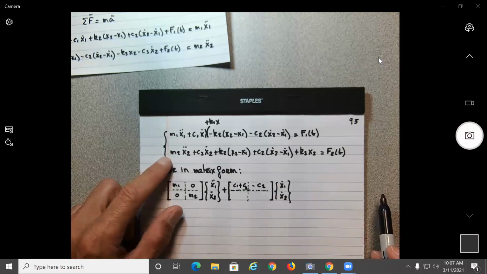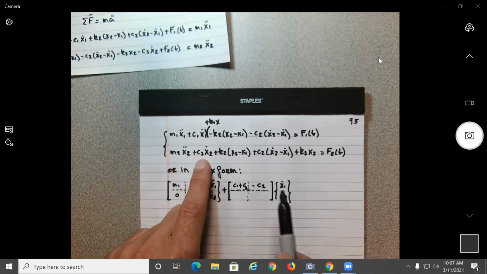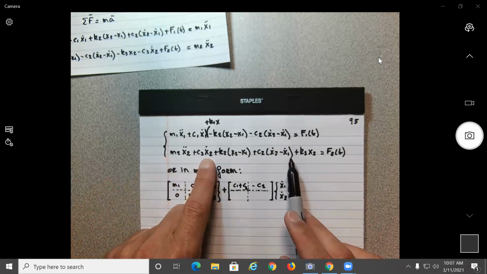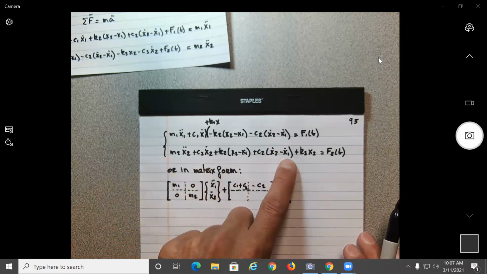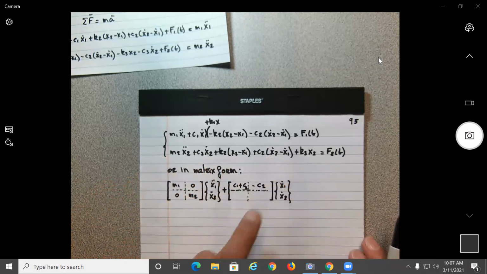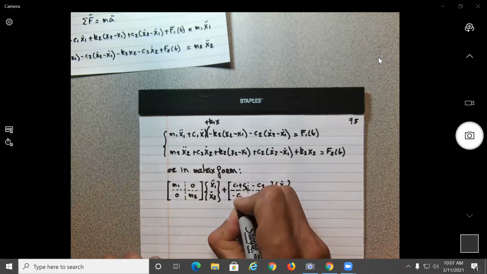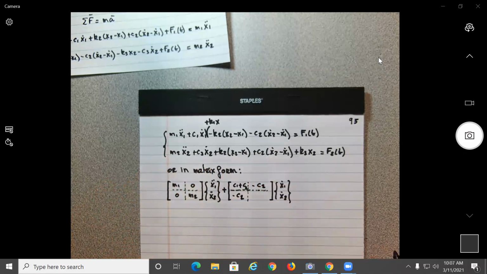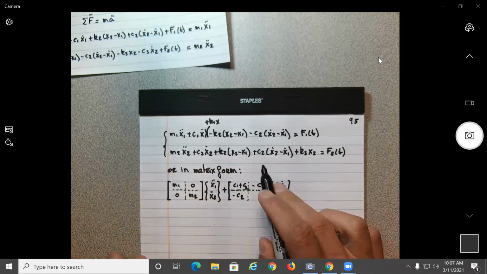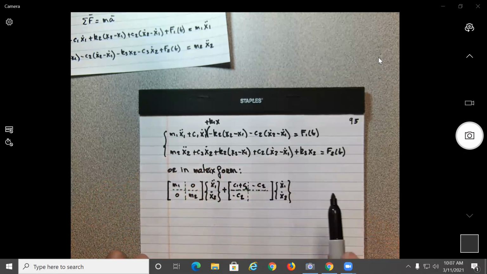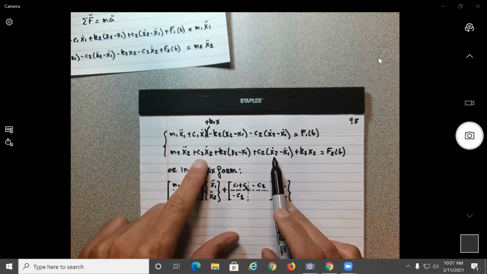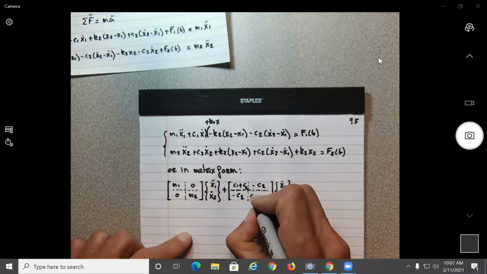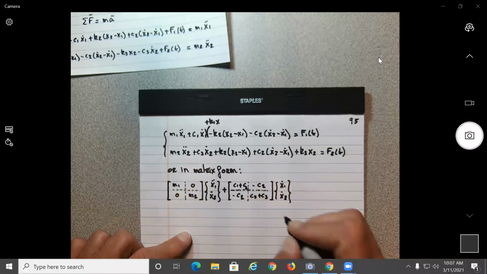Now for the second equation, what do we have here for x dot 1? You see this one is in function of x dot 2, there's only one x dot 1, and that will be minus c2. It's this term over here. And now for x dot 2, we're going to have c3 x dot 2 plus c2 x dot 2. So that will be c2 plus c3.